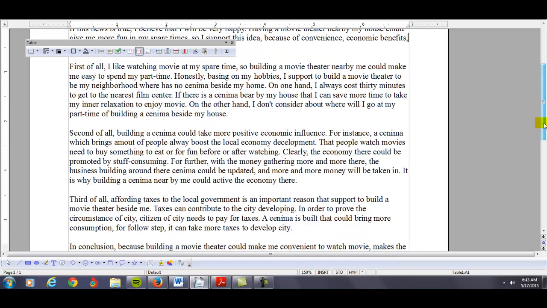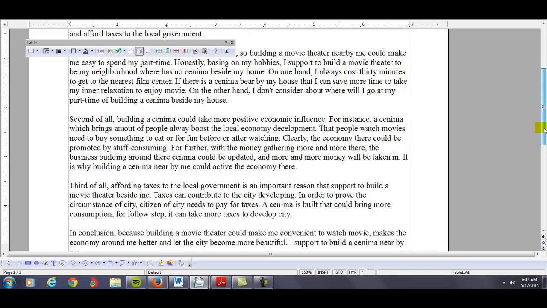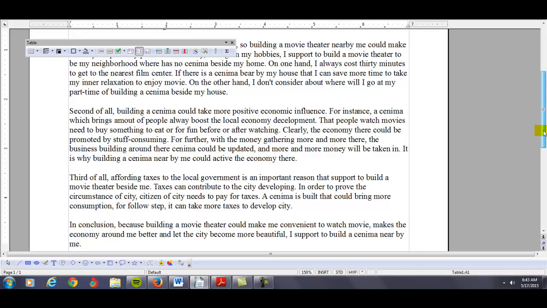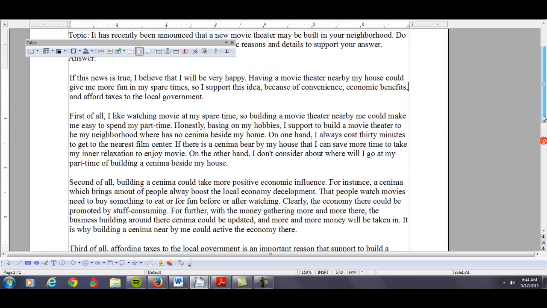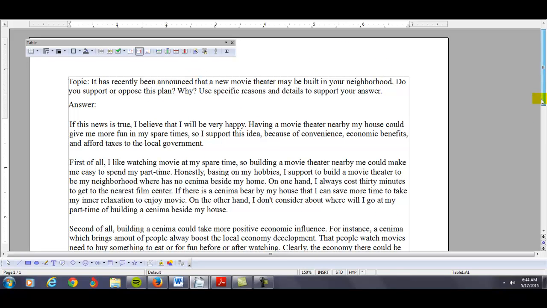The third paragraph, you have the positive economic influences. With the money gathering more and more there, the businesses surrounding could be updated. But then you have affording taxes. To me, these ideas are too similar. I don't see why you want to put them in different paragraphs. So that is an issue. If you're paying taxes into the city, that's an economic influence. So both of these paragraphs basically are discussing similar things. But if you want to, the surge of taxes.